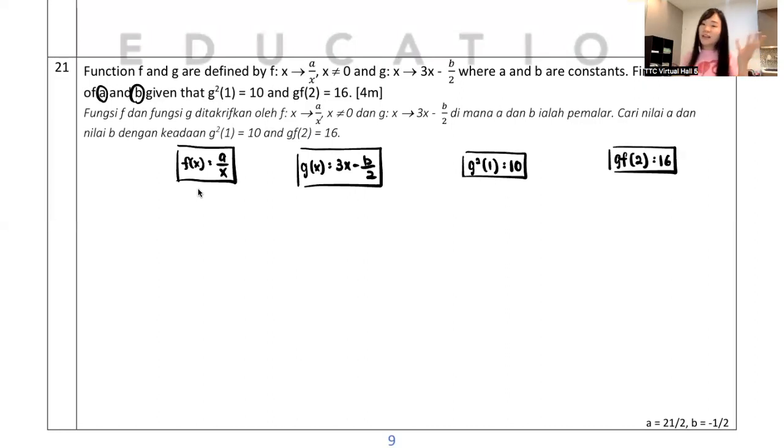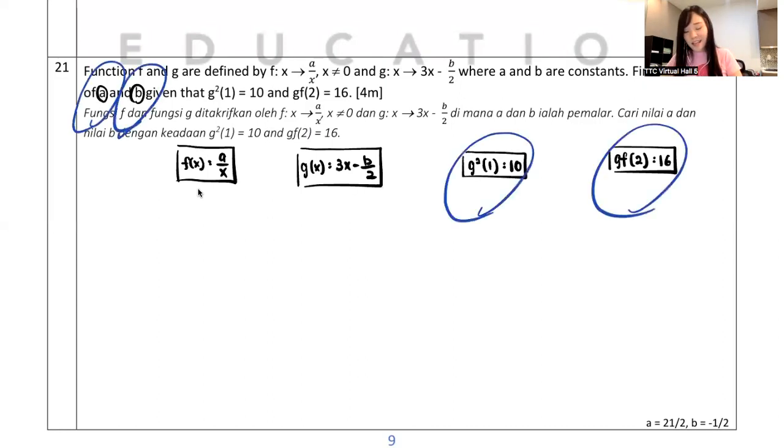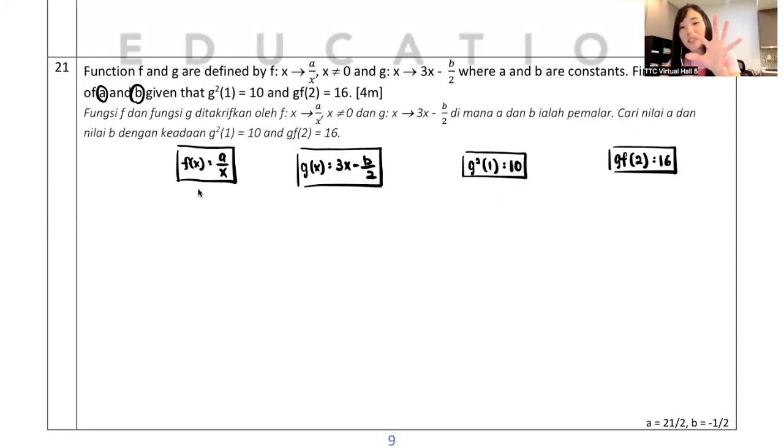Again, how do I do this one? So my dear, I repeat, they want to find how many unknowns? 2 unknowns. How much information must you have? 2 pieces of information. Isn't it exactly giving you 2 pieces of information? So until this stage, we are not doing inverse anymore, but we are doing composite.